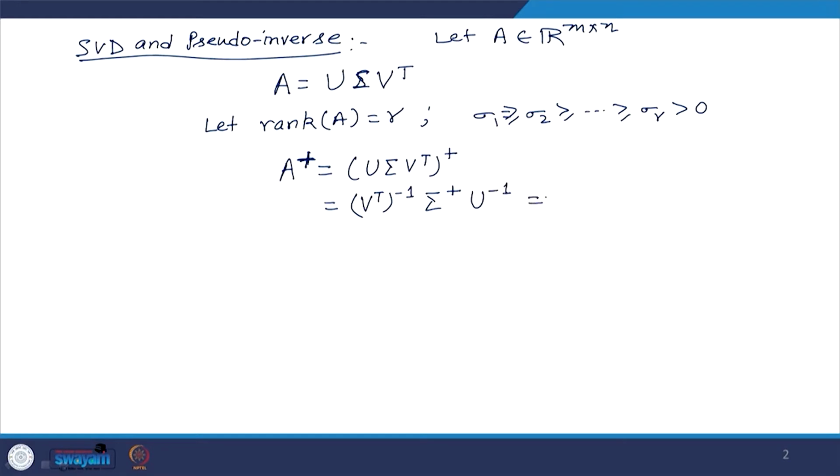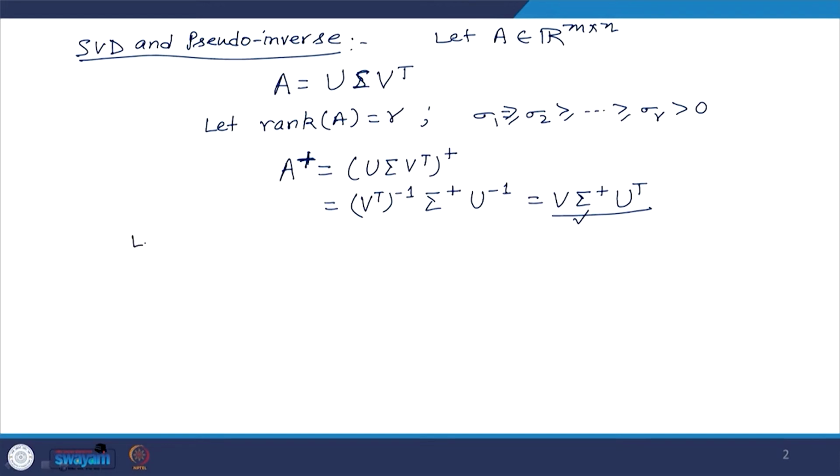As you know, V is an orthogonal matrix. So, V transpose equals V inverse. So, V transpose inverse will become V transpose transpose, and I can write it as V. Then sigma plus and U inverse, again since U is an orthogonal matrix, U inverse will become U transpose. So, if U and V transpose are given, you can easily find V and U transpose. Now, how to write this sigma plus? I will tell you how to write this sigma plus.